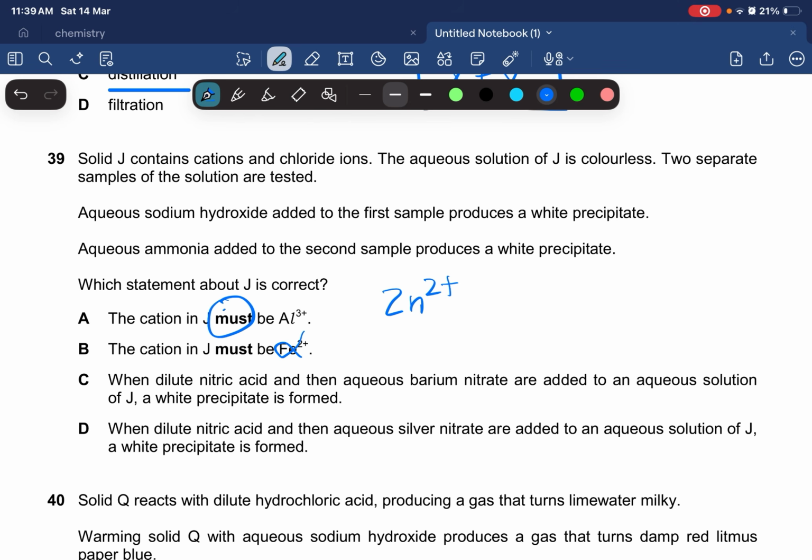When dilute nitric acid and then aqueous barium nitrate is added, a white precipitate is formed. No, we're dealing with chloride ions here. In chloride, we don't add barium nitrate, we add AgNO3. When dilute nitric acid and then aqueous silver nitrate are added to a solution, a white PPT is formed. Yeah, that's the test for chloride ions.